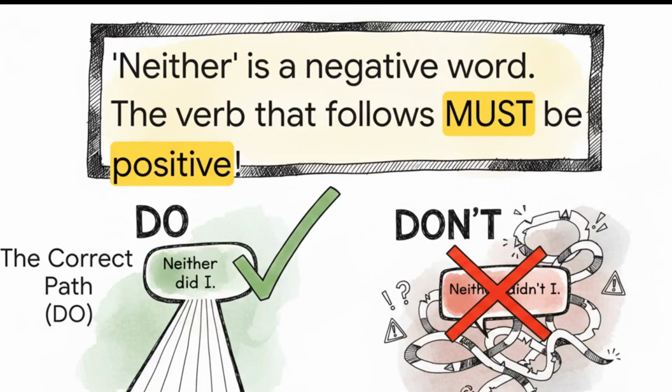Okay, this is super, super important. A huge rule to remember. The word neither is already negative. Think of it as having not built right into it. What does that mean? It means the verb that comes after it has to be positive. You say, neither did I. You would never, ever say, neither didn't I. That's a double negative, and it's probably the biggest mistake people make. But not you, not anymore.